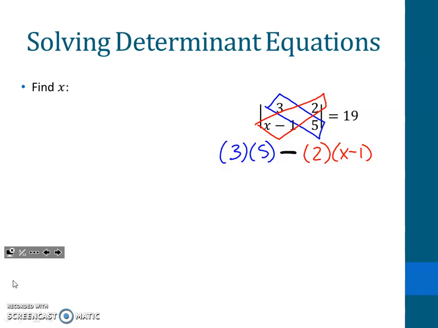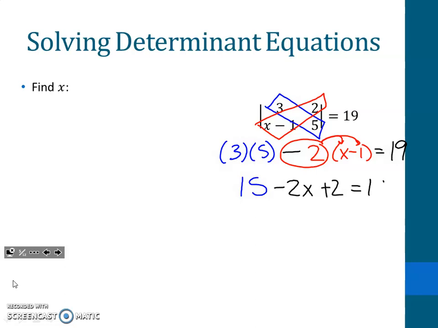Okay? And now that we found what that determinant is, we know that that determinant equals 19. So I've got this long equation now that's going to allow me to solve for my x value. 3 and 5 is going to give me 15. Now I want you guys to notice here, this negative and that 2, really, that would be a negative 2 times x minus 1. So I'm going to distribute in the negative and the 2, which gives me a negative 2x. And then you're going to have a negative 2 times a negative 1, which gives me a positive 2, equals 19.